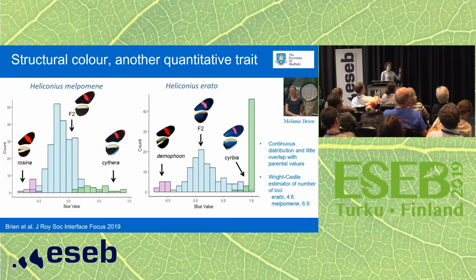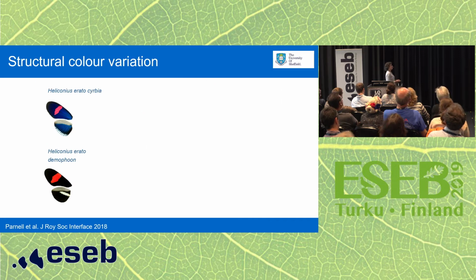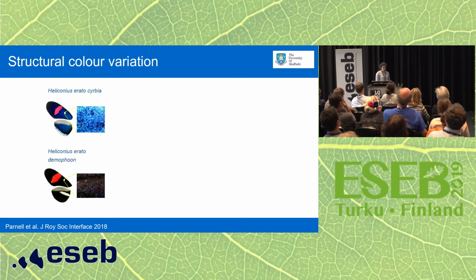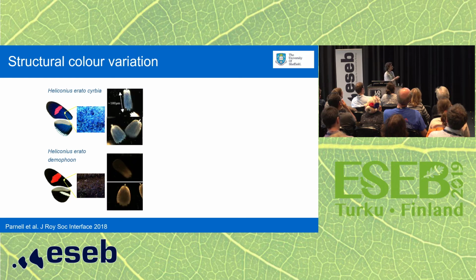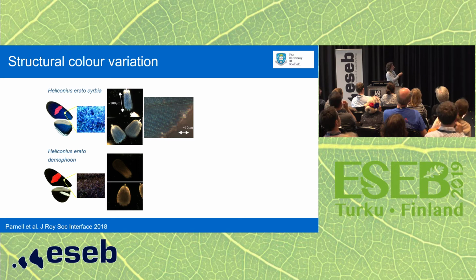And this blue colour is interesting, not just because it's a quantitative trait, but also because it's a structural colour. Unlike the red, black and yellow patterns that we see, which are controlled by different pigments, this blue colour, if we zoom in, these are now the individual scales on the wing. You can see these ones look blue, these ones look pretty black. If we zoom in still further, in the black one we can't see anything because there's so little light reflected.